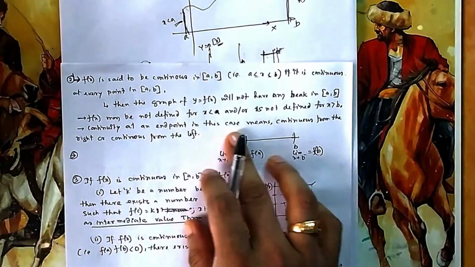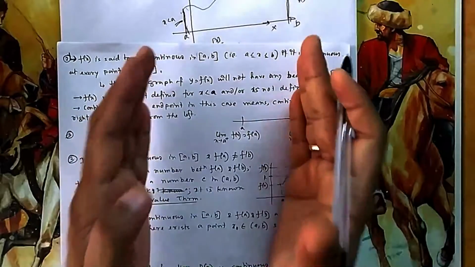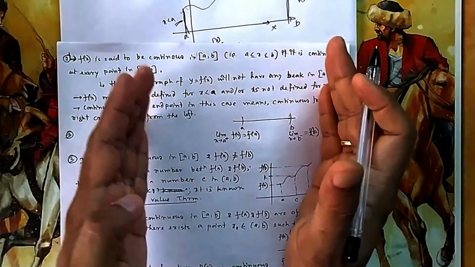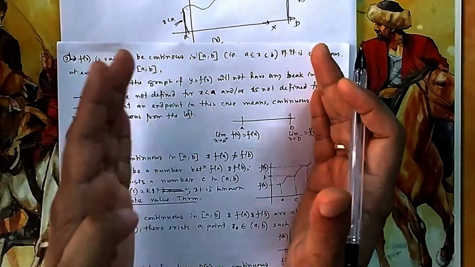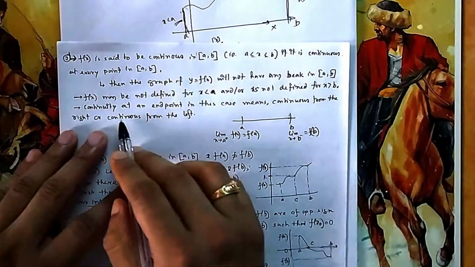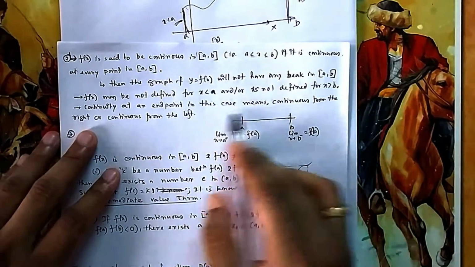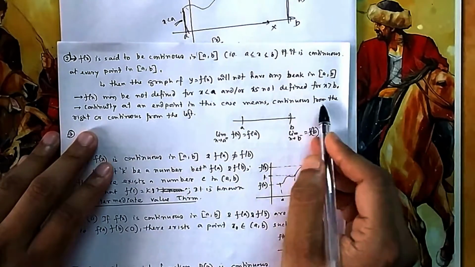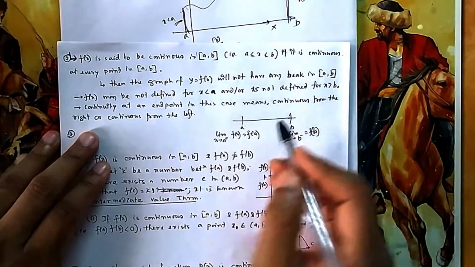So continuity at the end points in this case: obviously at these points we have left continuity and right continuity, and you are looking only at this continuity. So continuity at end points in this case, from the left, that is, it is continuous from the right or continuous from the left. Which one is left?